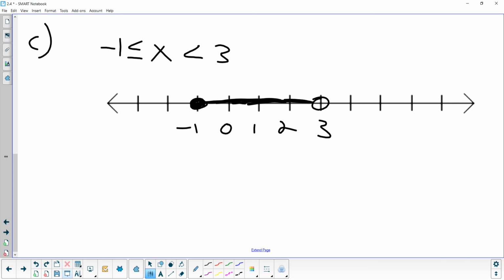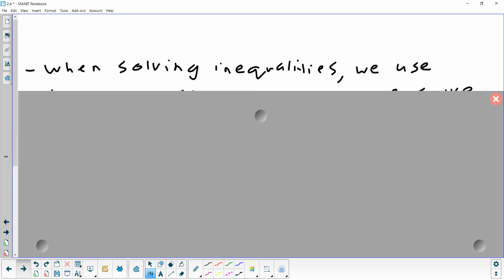Any questions on that one? All right, so you just have to look at how they want you to write your answer. Do they want a number line, like a graph? Do they want an inequality? Or do they want an interval? Three different ways of doing the same thing.